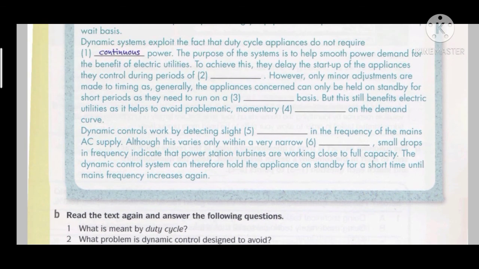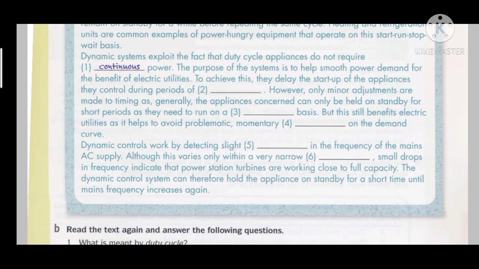Yes, we have this one here above. Yes, the start up of the appliance is just delayed slightly by holding the appliance on standby. So again, the appliance concerned can only be held on standby for short periods as they need to run on a continual basis. So the start up of the appliances is delayed by holding the appliance on standby.